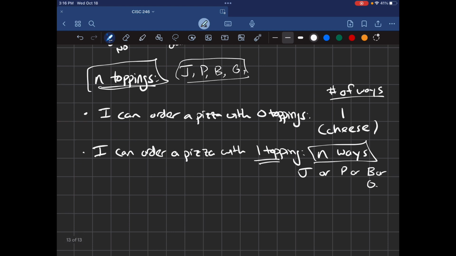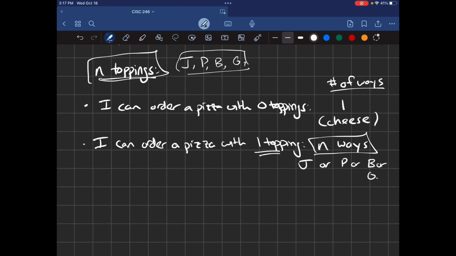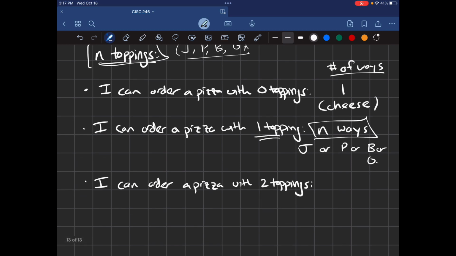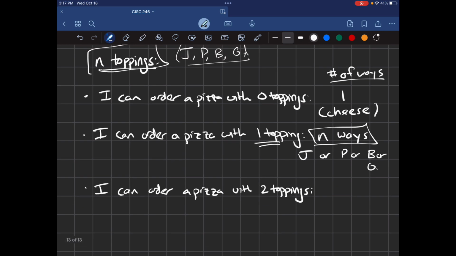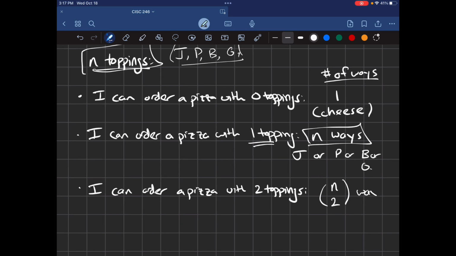Okay? And now, again, we're just going to go all the way up to the number of toppings. So, do a couple more. You can order a pizza with not 0 toppings or 1 topping, but you can order a pizza with 2 toppings. And you could say, all right, how many ways are there to do that? And this is when our binomial coefficients start to help us out. Remember, you have n toppings, so it's n choose 2. That's the number that you have. So there's n choose 2 ways, choosing a 2 combination.